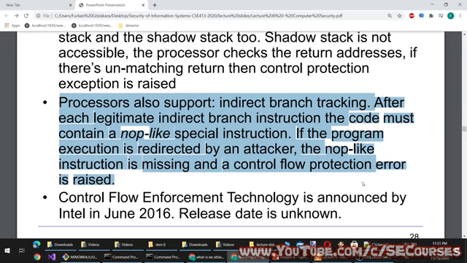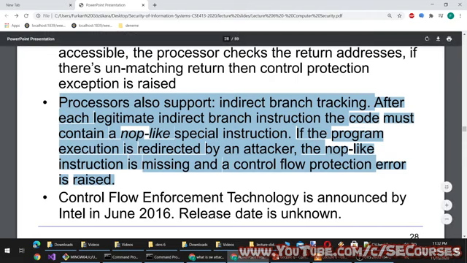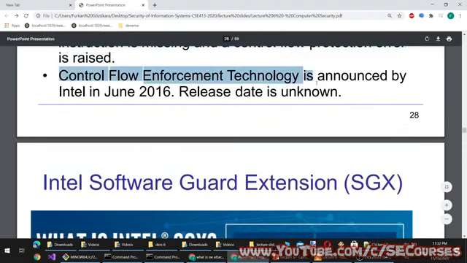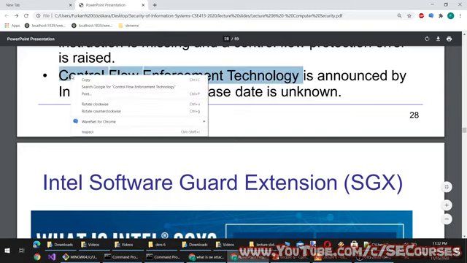Processors also support indirect branch tracking. After each legitimate indirect branch instruction, the code must contain a NOP-like special instruction. If the program execution is redirected by an attacker, the NOP-like instruction is missing and a control flow protection error is raised. Okay, it was announced in June 2016. Let's see if it is effective or released.